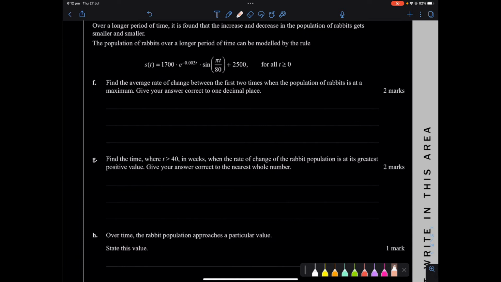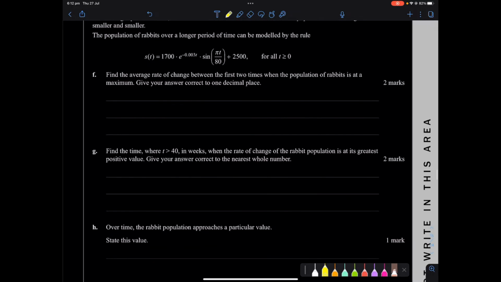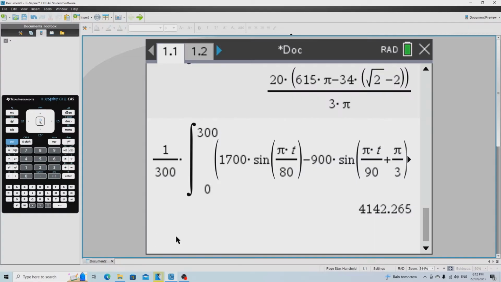Over a long period of time, it is found that the increase and decrease in the population of rabbits gets smaller and smaller. The population of rabbits over a long period of time can be modeled by this equation, for all t. So we got a new equation. I'm going to delete this whole thing. Should I? Okay, I'm not going to delete it, maybe we need something. So I'm just going to define a new function.